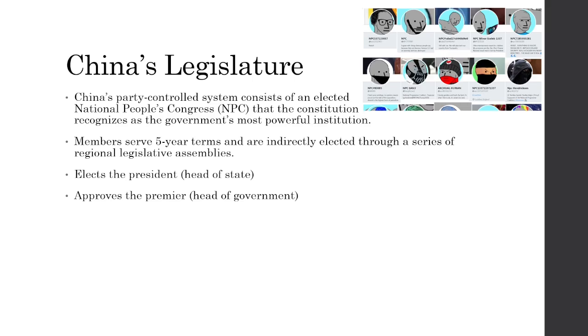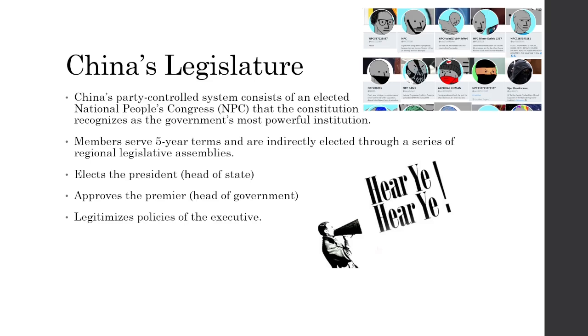And then they will approve the premier. So the president will select the premier. The NPC will approve of this premier, and they'll serve as the head of government. And of course, they will legitimize policies of the executive, and there's not going to be really any problem with this because they're, for one, the only body that these policies have to be legitimized from, and they're already going to agree with them because communist China. Everything in that political system that gets anything done is part of a communist agenda. And because of this, they are a rubber stamp of executive policy decisions.